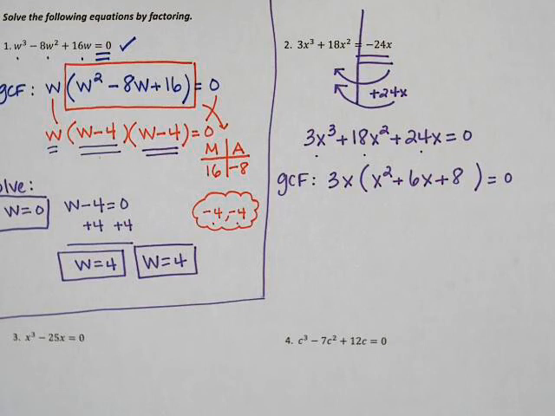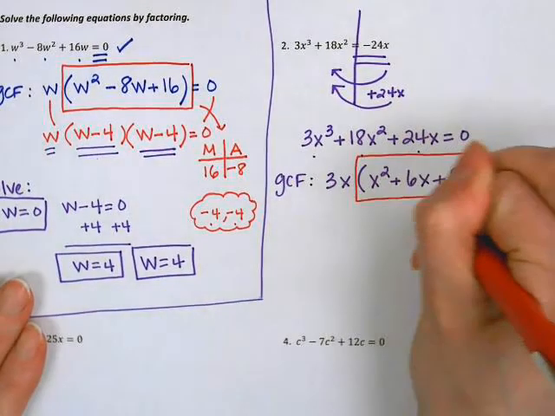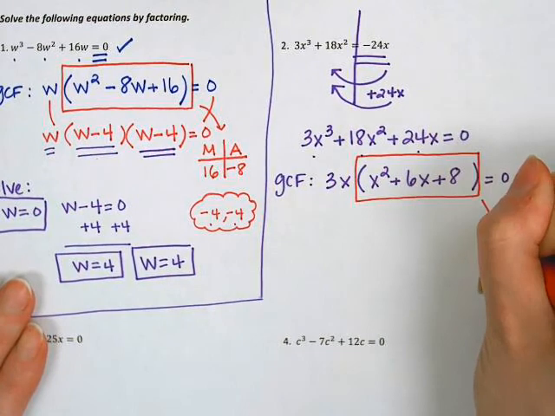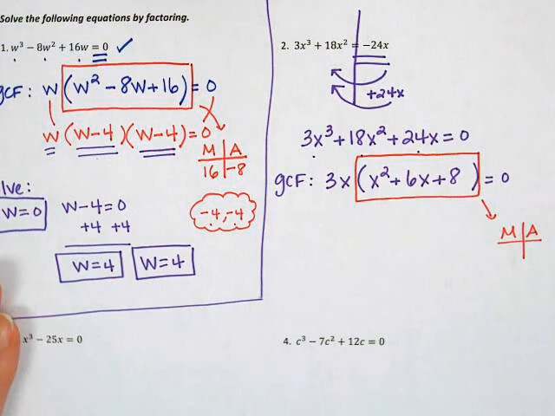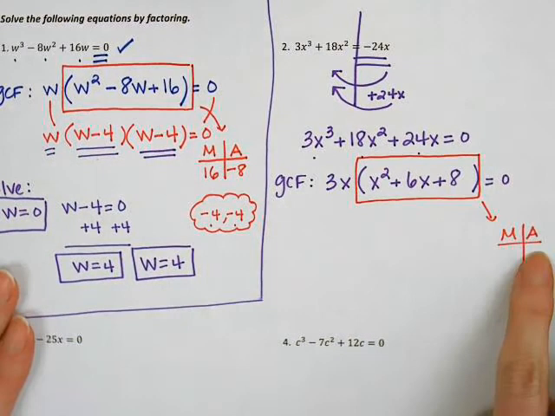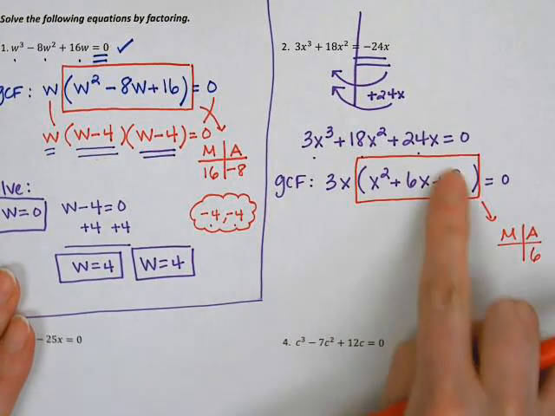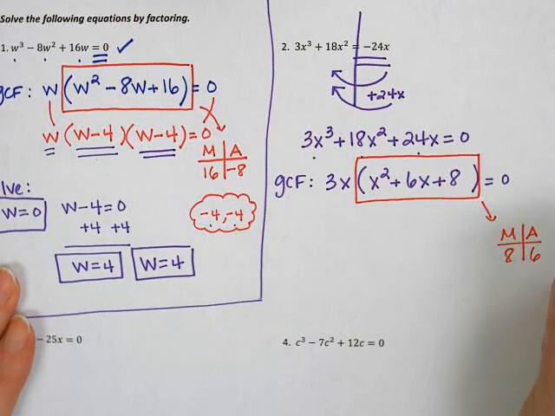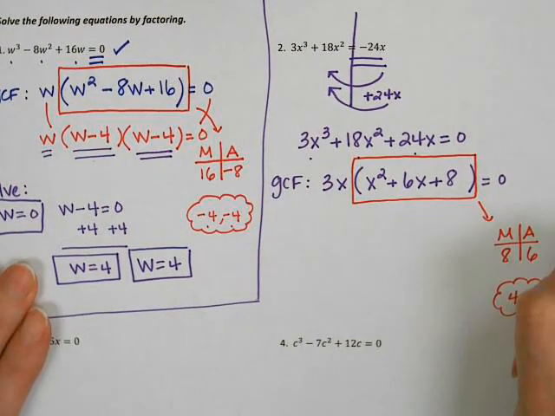And just like before, we have a trinomial here in parentheses that we want to try to factor more by using a multiply-add table. We need two numbers that add to the middle, 6, multiply to the product of the first and last, 8. What are two numbers that multiply to 8 but add to 6? And hopefully you guys see it as 4 and 2.